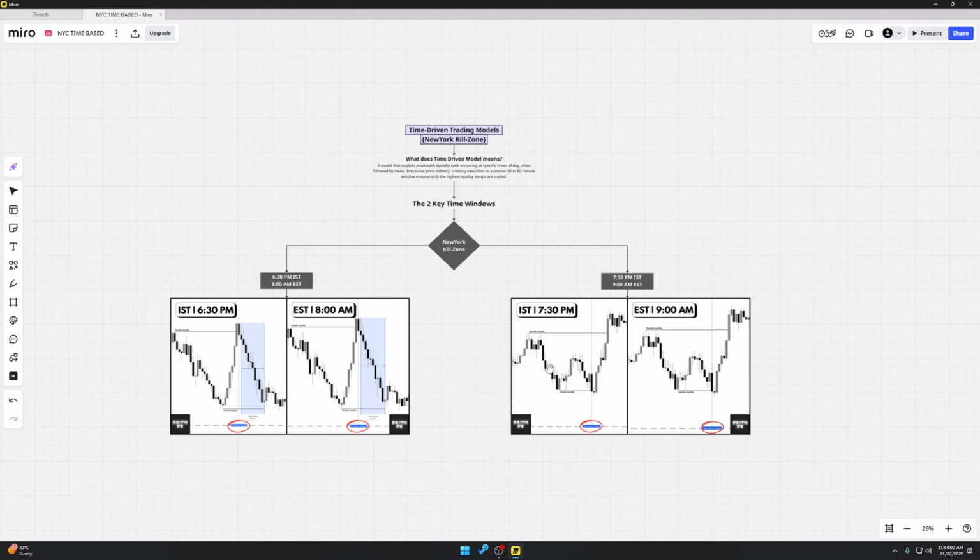Now, let's dive into the charts and break down some real, high-precision examples so you can actually see how these time-driven setups play out in live market conditions. Watch closely, because once you understand how price reacts around these exact moments, you'll never look at the New York Killzone the same way again.